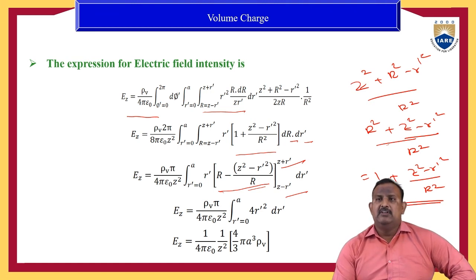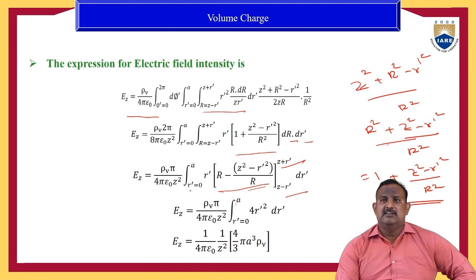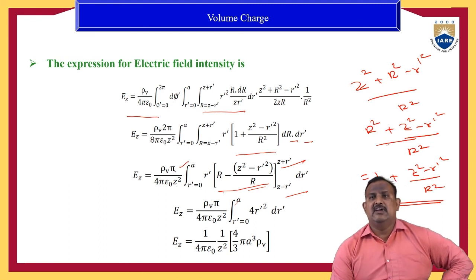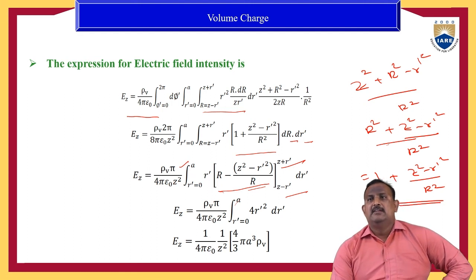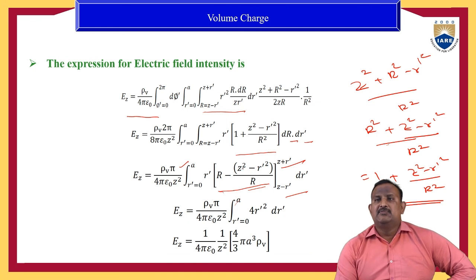So here, integrated. Then the equation becomes, so here we can cancel the term. So here it is 2r is there. Then if you cancel the term, rho v pi by 4 pi epsilon naught z square, then integral r equal to 0 to a. Then this value becomes 4r square.